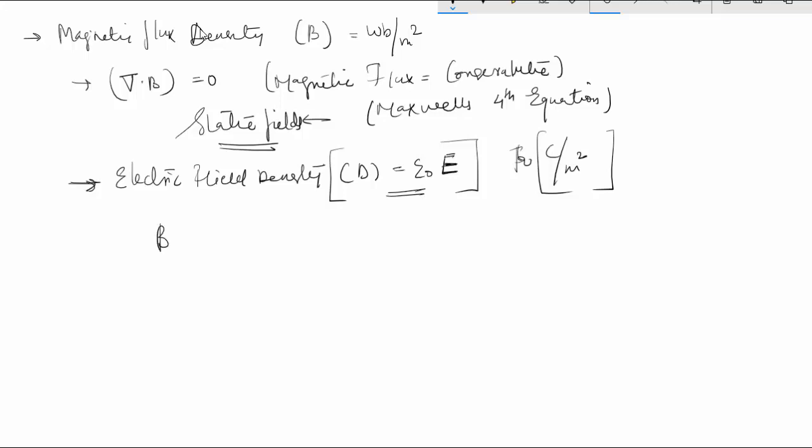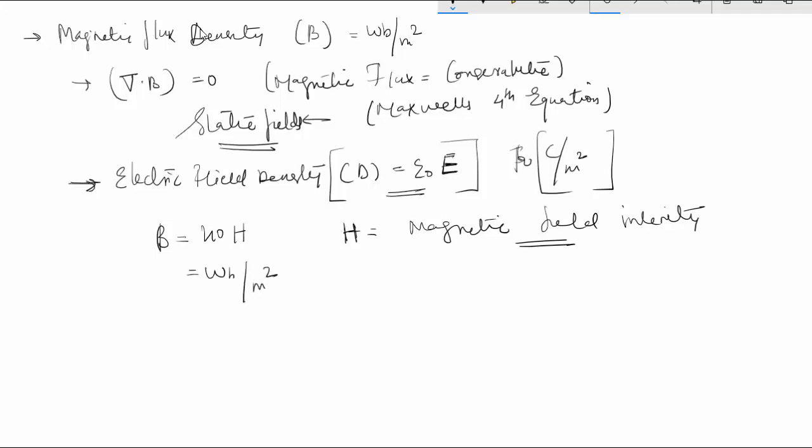Similarly, the magnetic flux density can be given as B is equal to mu naught H, where H is the magnetic field intensity, and the unit of B is Weber per meter square. The mu naught is the permeability of free space, which is equal to 4 pi into 10 raised to minus 7 Henry per meter.